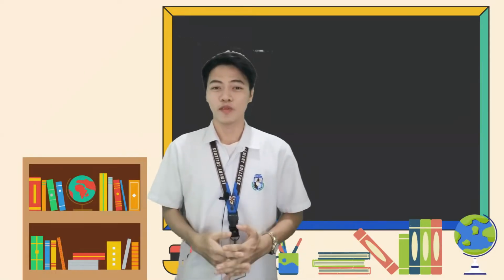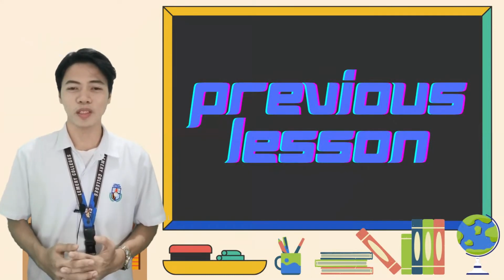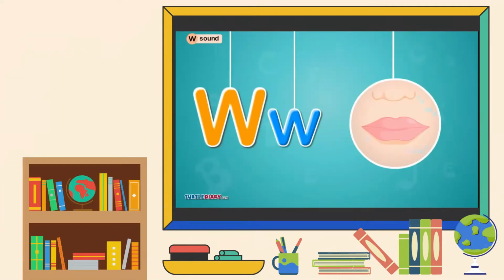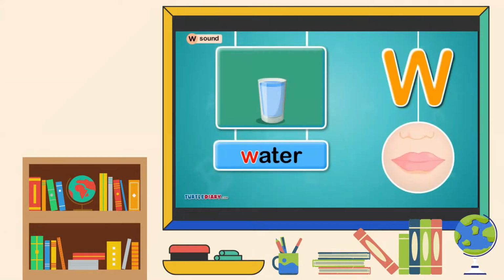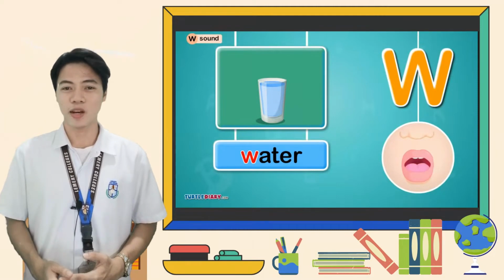Hello kids! So for today, we are going to learn about another consonant. But before I go to that letter, let me just check if you still remember the last lesson that we had. So, what letter sounds like wu, wu? Again, what letter sounds like wu, wu? The W sound. W sounds W, as in water.